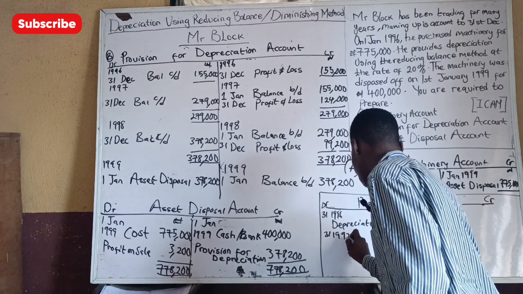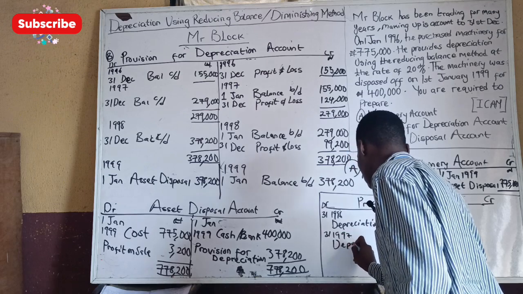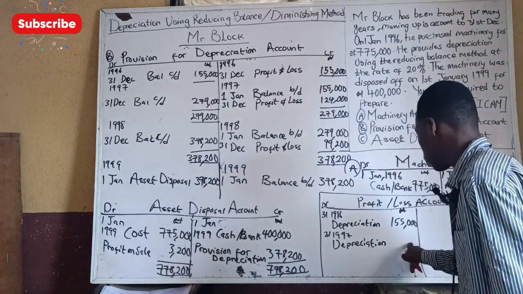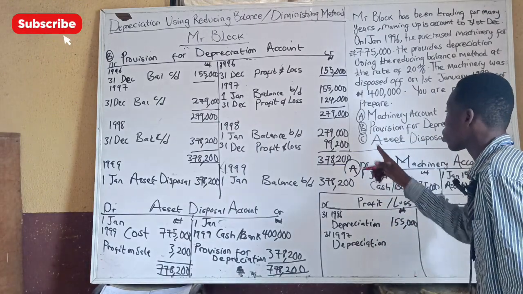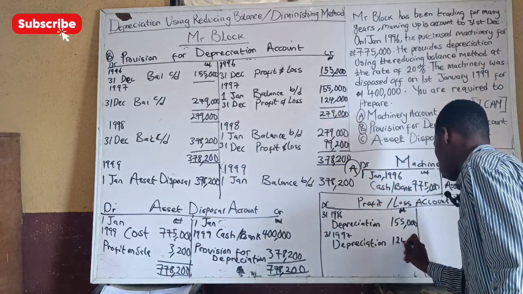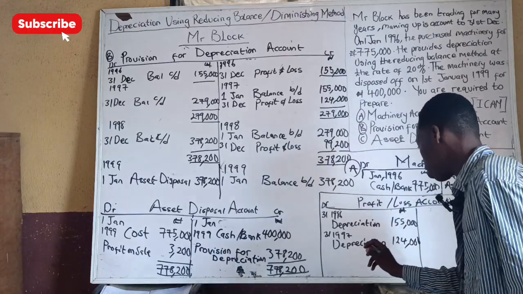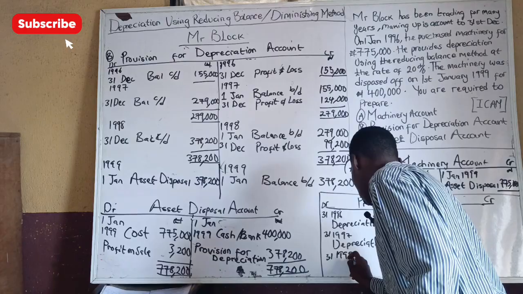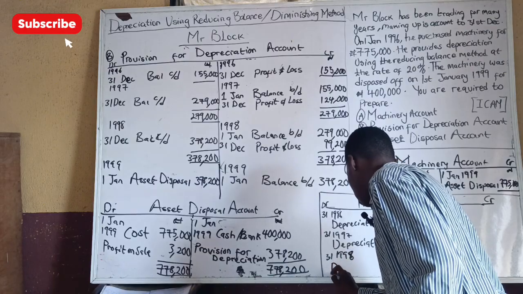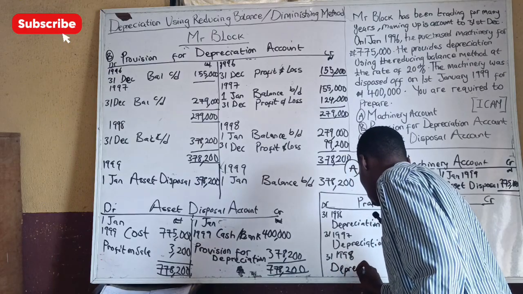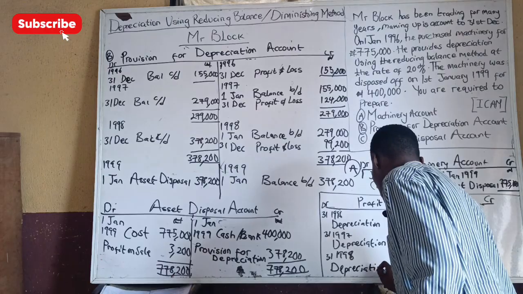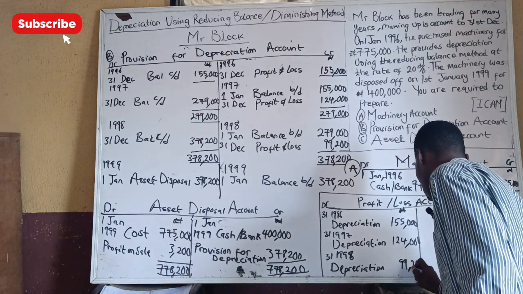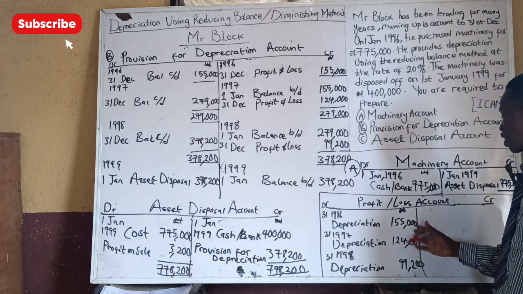For 1997, depreciation, which is going to be 124,000 naira. Then for the last one, 31st December 1998, depreciation charge, that is 99,200. So these are the amounts you charge as depreciation.